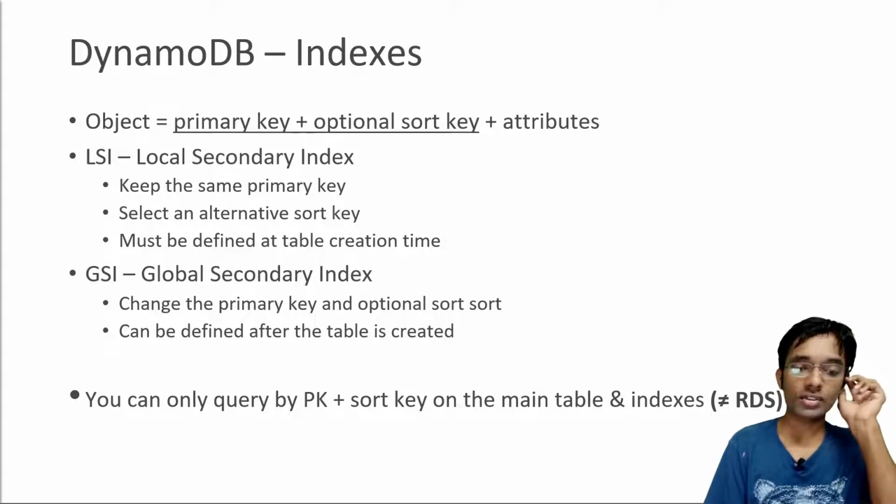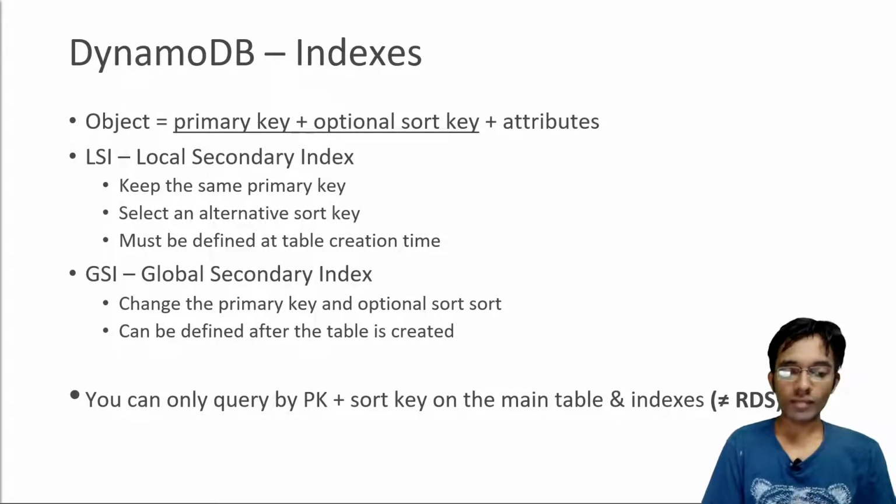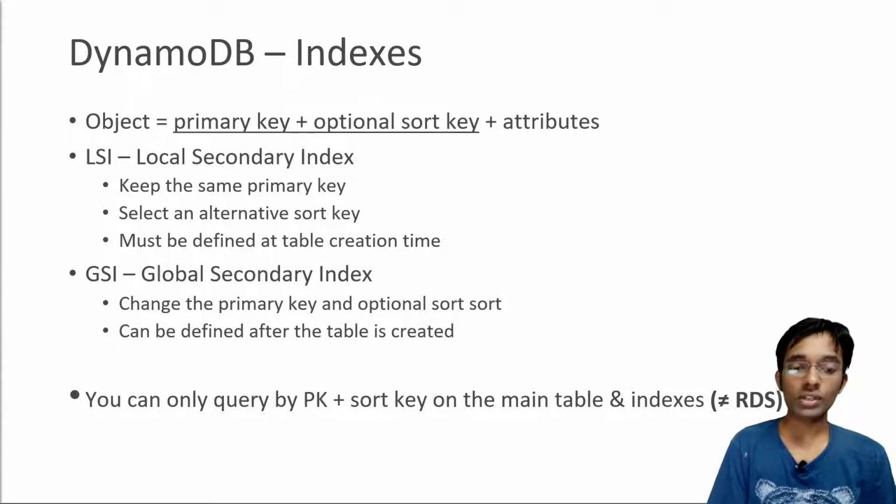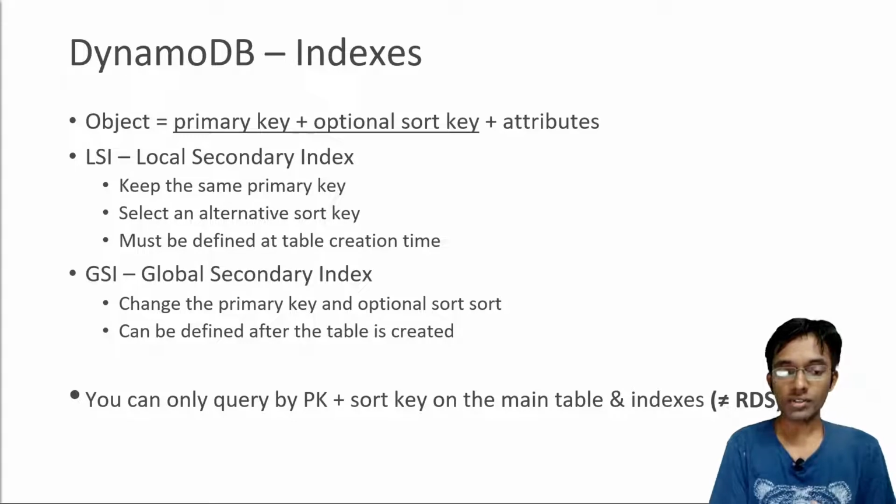So the first one is the LSI, local secondary index. In this case, you need to make sure the primary key is kept, and you will just select an alternative sort key, and this LSI must be defined at the table creation time. It cannot be defined afterwards. The other index, in case you want to change your primary key, is called a GSI, global secondary index. In this case, you can change the primary key, and you can also optionally have a sort key, and it can be defined after the table is created.